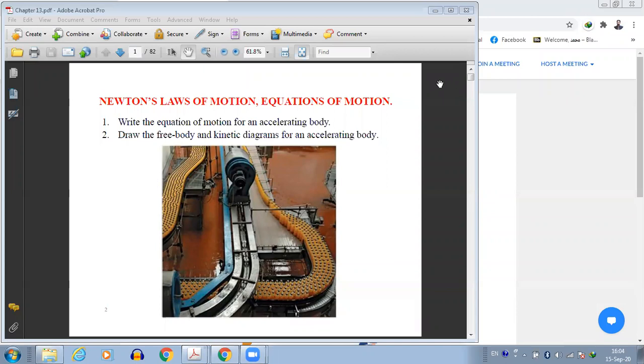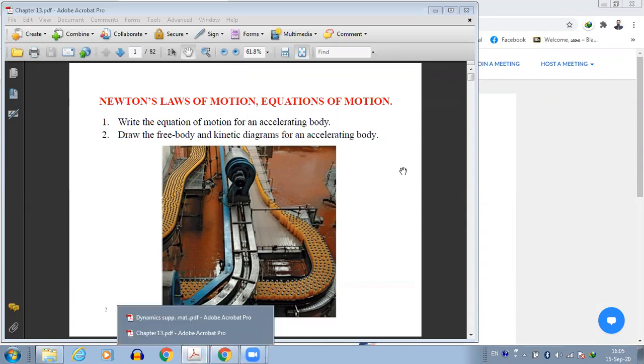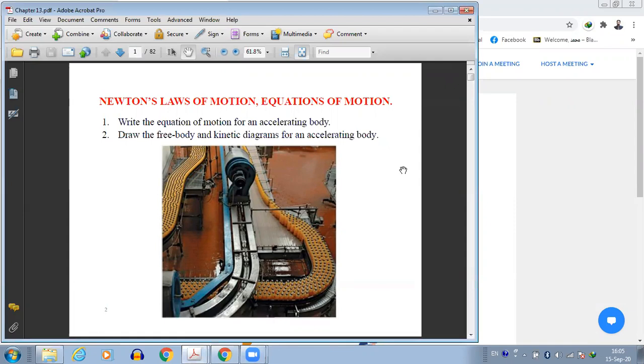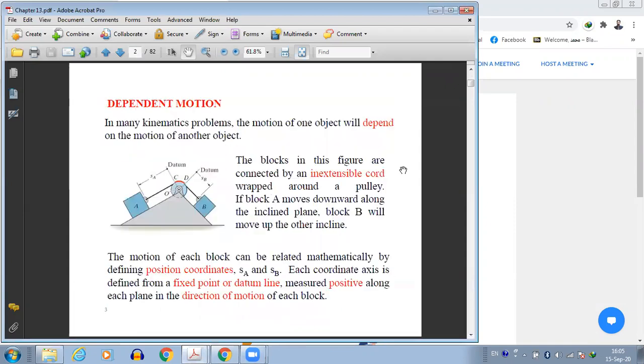Okay, chapter number 12. We have covered most part of chapter number 12. Just one part is left. Now let's cover that, which is actually included in chapter number 13 slide, but this is part of chapter number 12. And that's about the dependent motion.